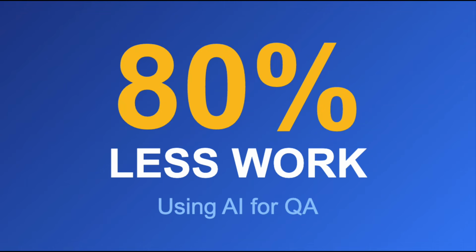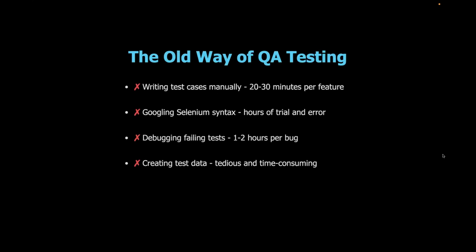In today's video, I'm going to show you how you can use AI to speed up your day-to-day task. So the problem statement here is using the traditional way of QA testing, or the old way of QA testing. What happened? You write your test cases manually, which takes you up to 20 to 30 minutes per feature. If you're working as an automation engineer, then there are cases where you will Google some Selenium syntax or Playwright syntax, right? And it takes hours of trial and error.